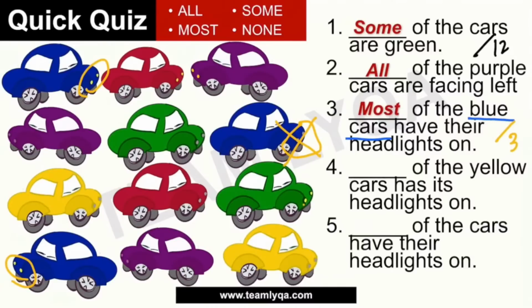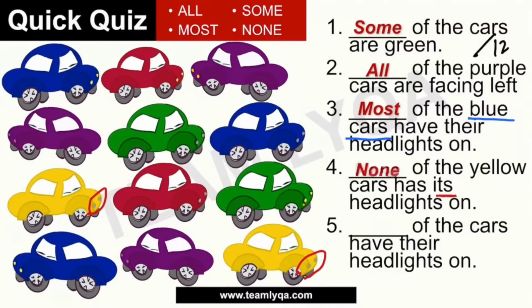Okay? Now, dito naman tayo sa number 4. Sabi, blank of the yellow cars has its headlights on. The first clue there is this word. Instead of there, nakalagay its. So, titingnan natin yung yellow cars. Yung yellow car, eto, nakapatay ang headlight. Nakapatay ang headlight. Wala nang ibang yellow na car. Ibig sabihin, wala sa kanila ang nakabukas ang headlight. At dahil wala ang nag-fit sa criteria, we will use the word none. None of the yellow cars has its headlights on.